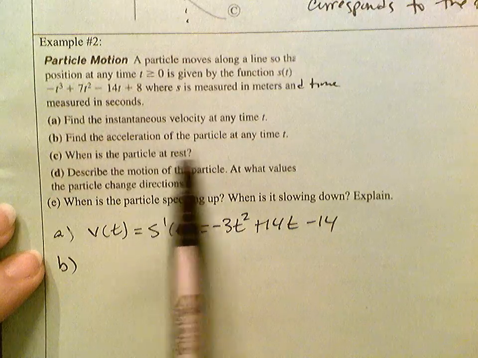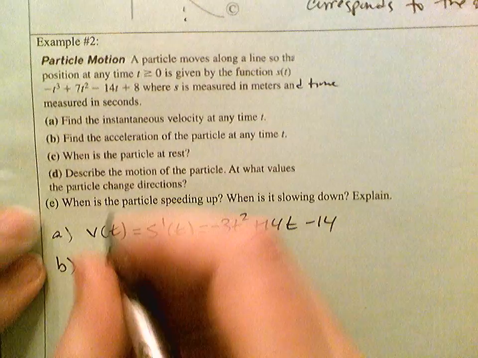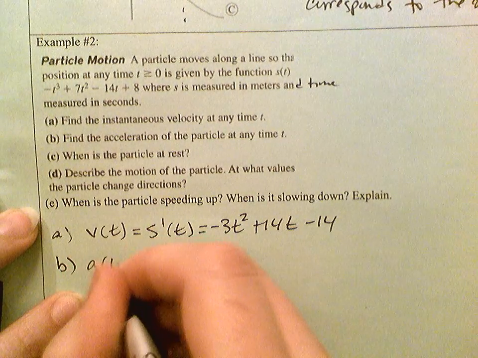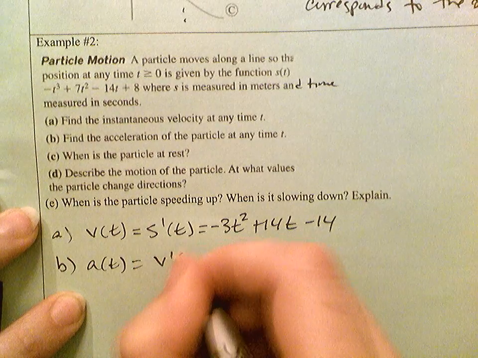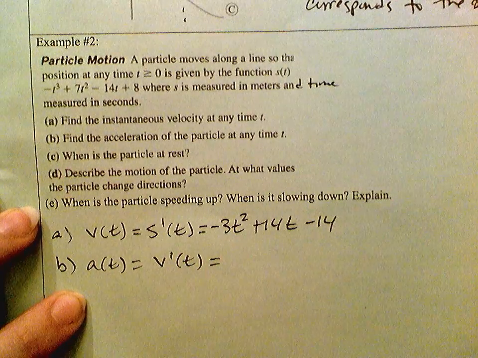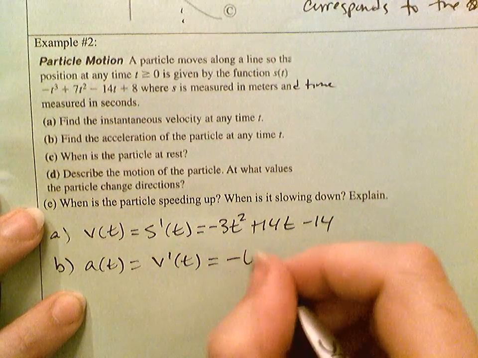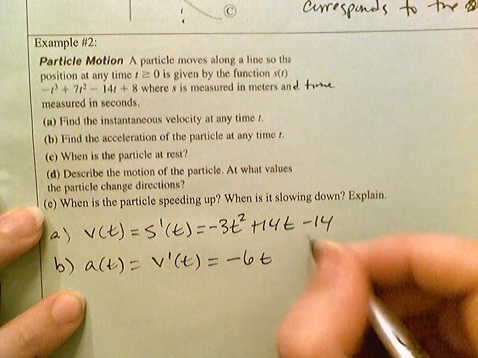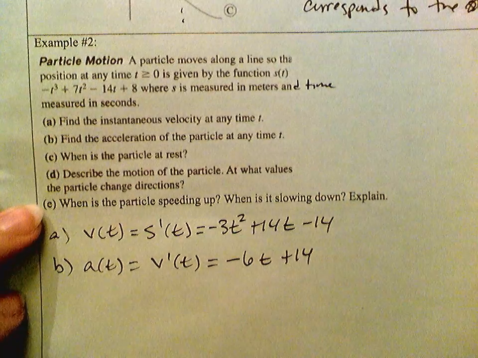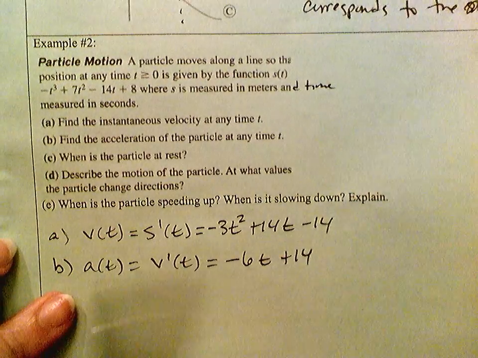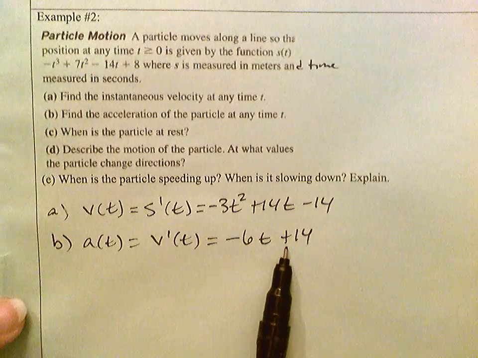B, find the acceleration of the particle at any time t. So the acceleration function is the derivative of the velocity function, or the second derivative of position, and it's negative 6t plus 14. This function will give us the acceleration at any time t.